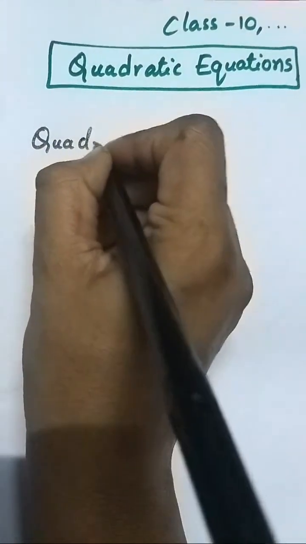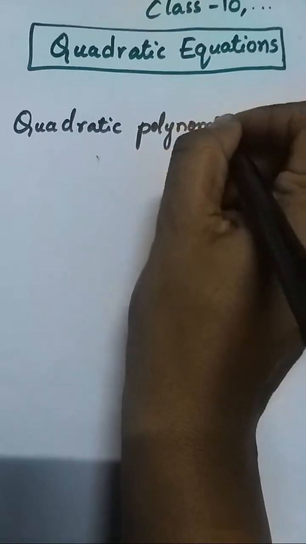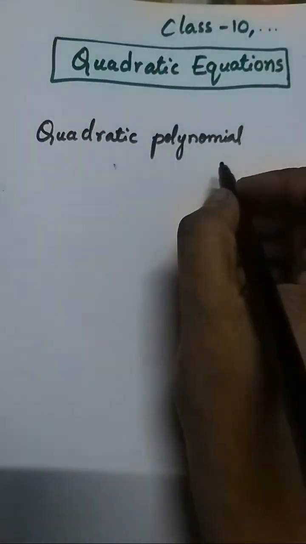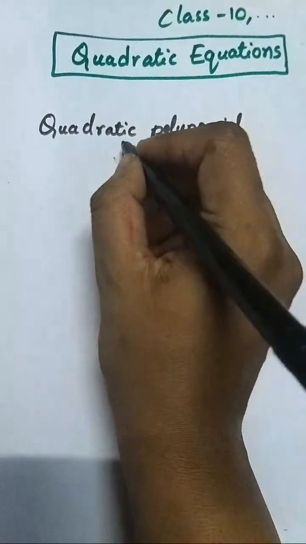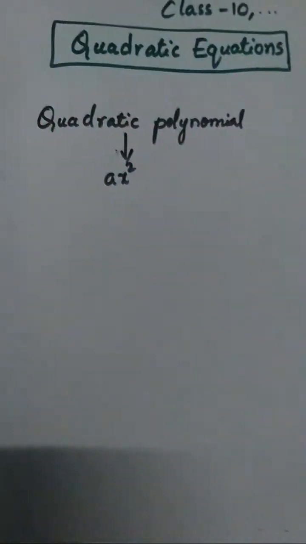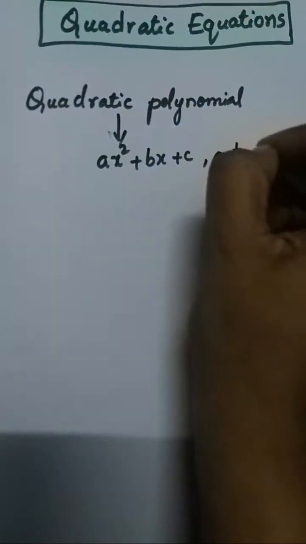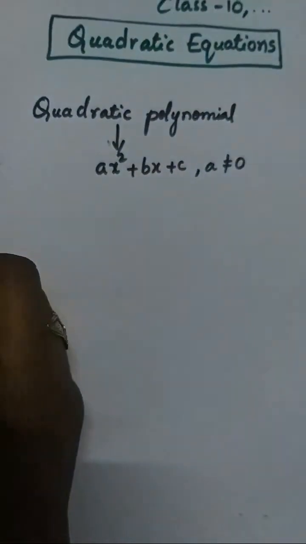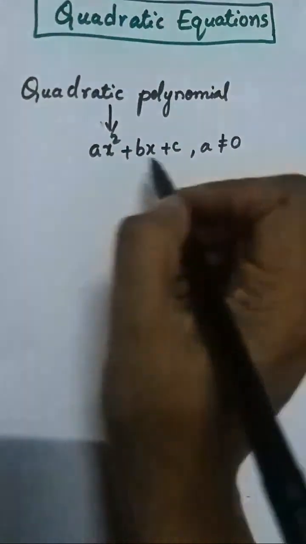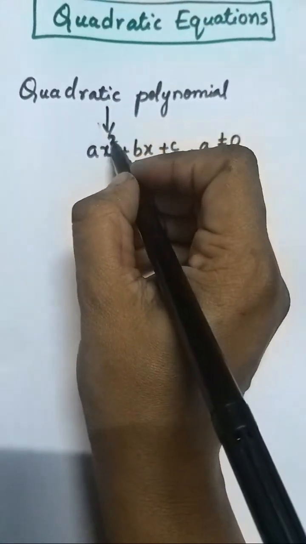First of all, quadratic polynomial. What is a quadratic polynomial, children? Based on this polynomial, we get the quadratic equation simply. First of all, the quadratic polynomial is ax square plus bx plus c, where a is not equal to 0. Here we have to put a not equal to 0 always. This is a quadratic polynomial with the decreasing degree 2 here.